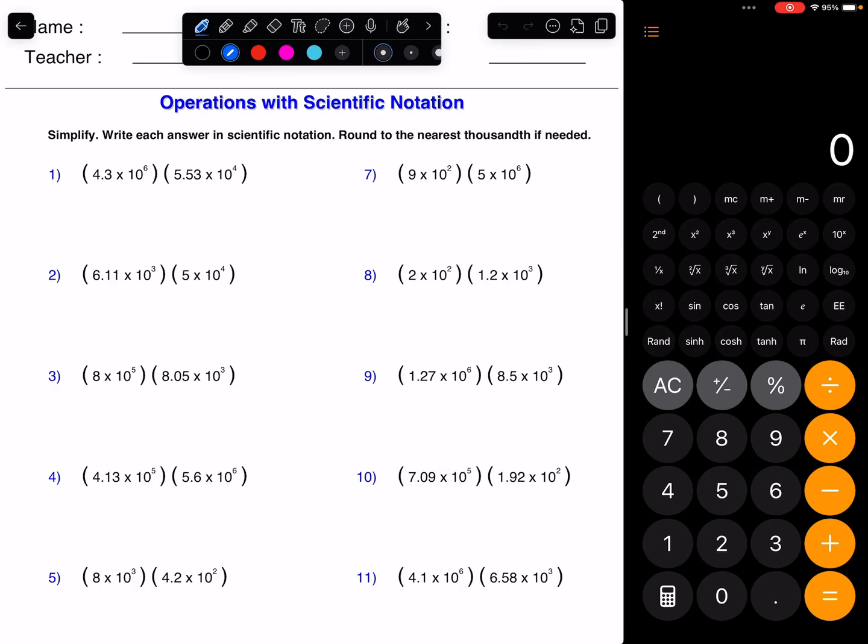We will be going over a review of multiplying and dividing scientific notation. When you are done with this worksheet, you will check it on the board, and then you will take your formative. It is 4 questions. All right, let's get started.